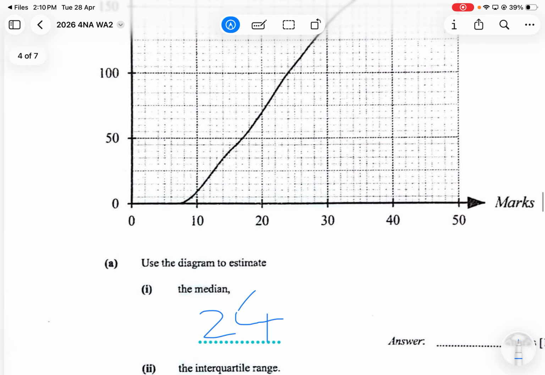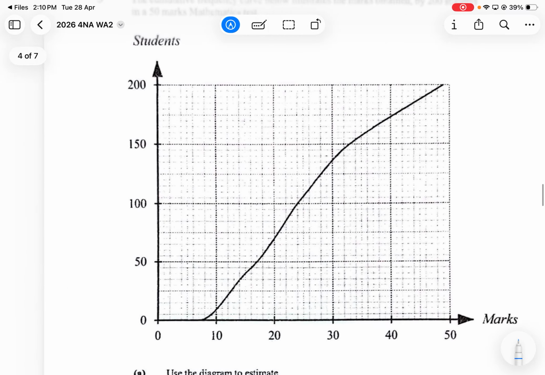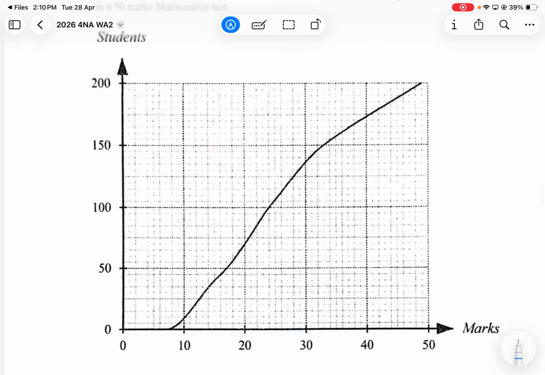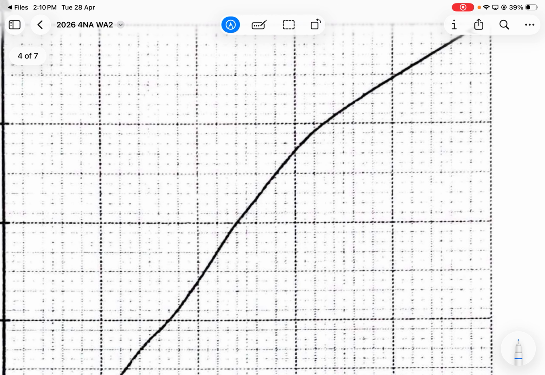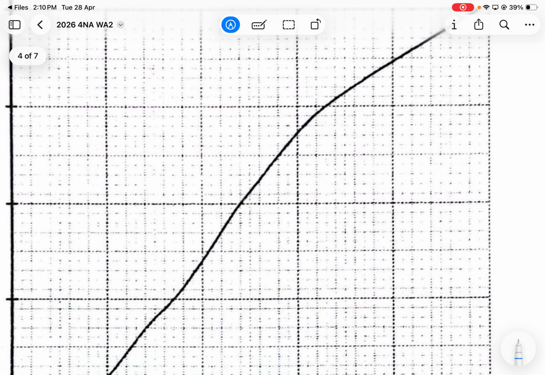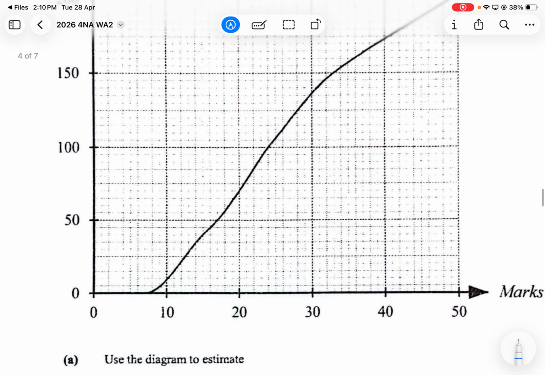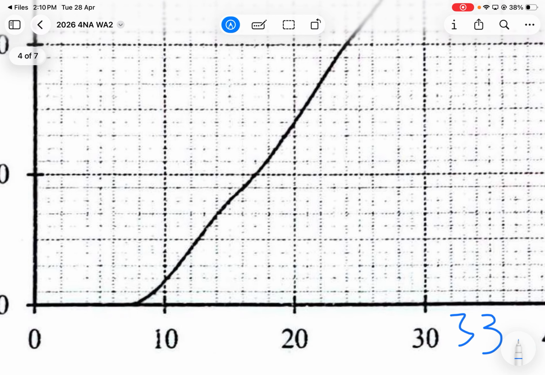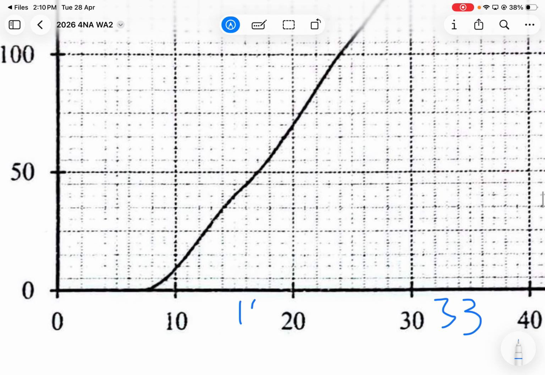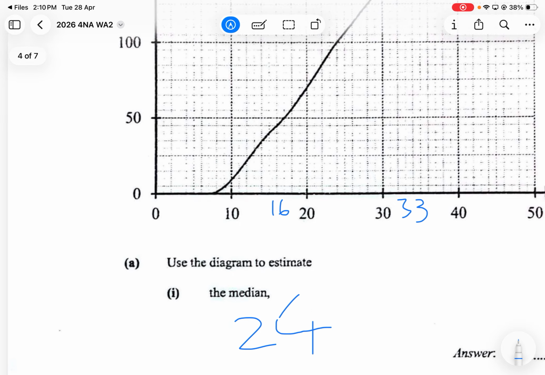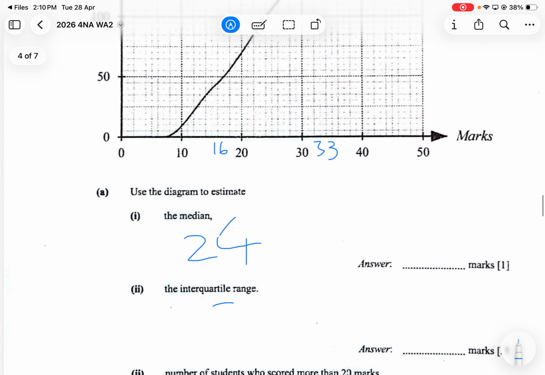Okay? Interquartile range. For the interquartile range, we go to 75%, go to 25%. So 75% we can see from here 1, 2, 3, 33. Upper quartile. Lower quartile is 16. Okay? So interquartile range, 33 minus 16 equals 17.